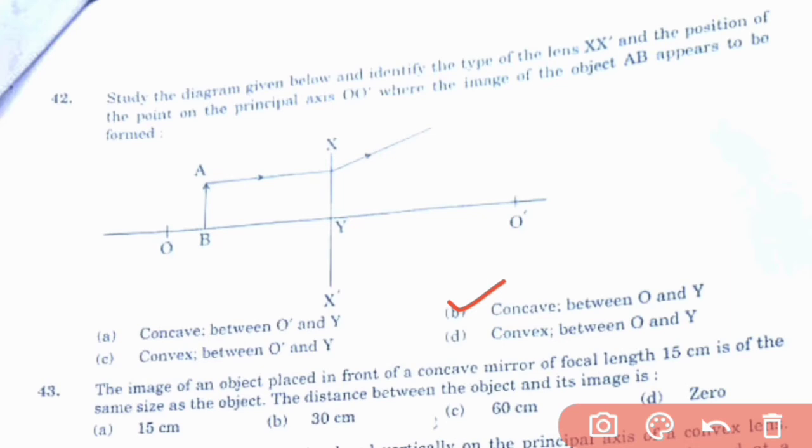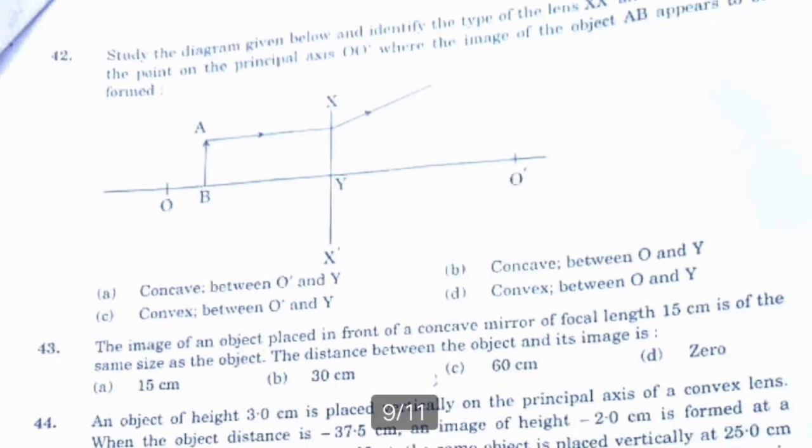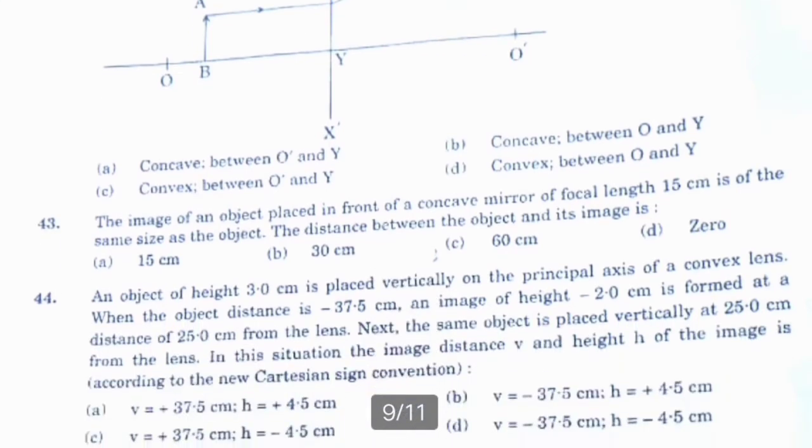Next question, that is 43. The image of an object placed in front of a concave mirror of focal length 15 cm is of the same size as the object. The distance between the object and the image is: option number A, 15 centimeter; option number B, 30 centimeter; option number C, 60 centimeter; and option number D, that is 0.